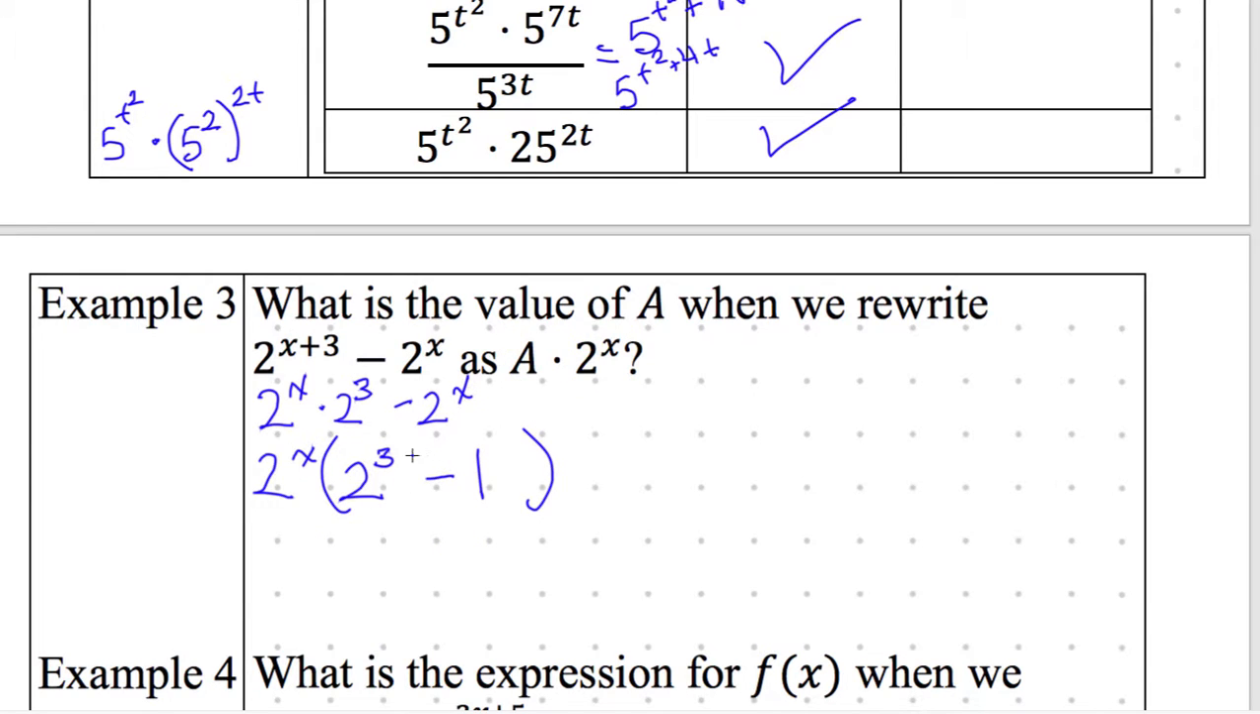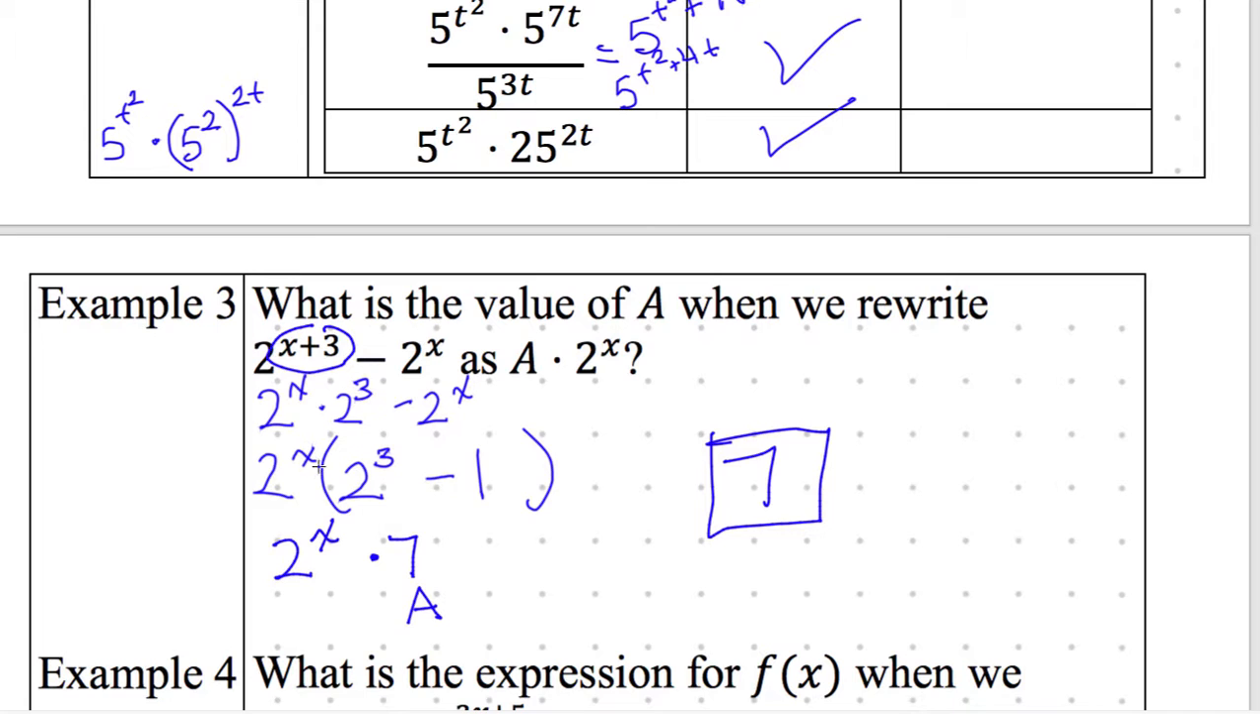Ready? 2 to the power of 3. 8. Oh, 8 minus 1. 7. This is 7 times 2 to the power of x. A must be 7. Can you do that one more time? Yes. So what we did, we started here and we said, oh, if you're adding powers, that means when we break them apart, you're really multiplying the bases. So we multiply the bases, 2 to the power of x times 2 to the power of 3. Nod our heads.